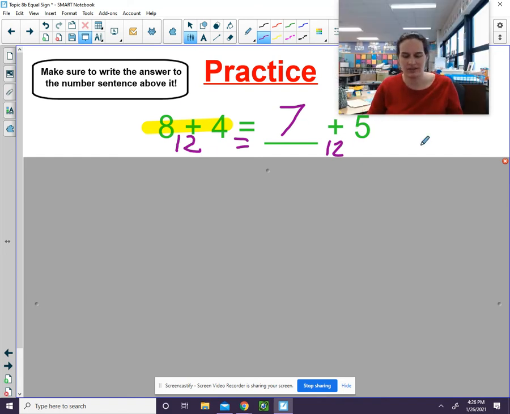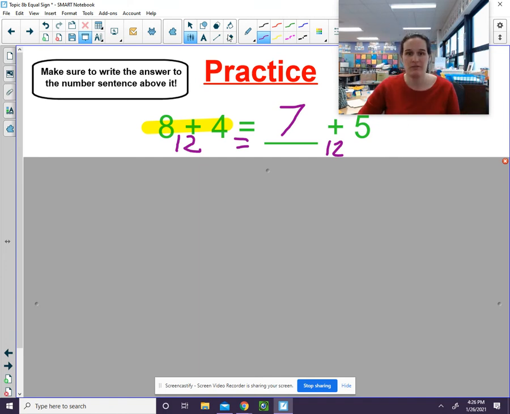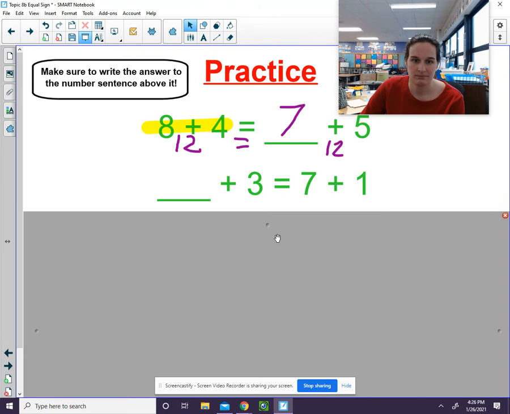I am going to double check that though. I'm just curious. I want to make sure that 7 plus 5 is 12. So I'm going to use cubes to check it. Okay, so I have 7 cubes and 5 more. Let's go ahead and count it. 1, 2, 3, 4, 5, 6, 7, 8, 9, 10, 11, 12. So 7 plus 5 is 12. Okay, we're going to do a couple more.